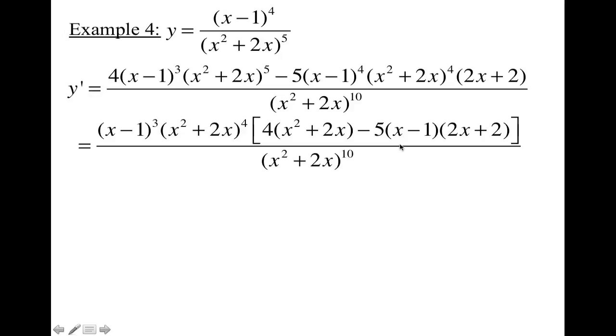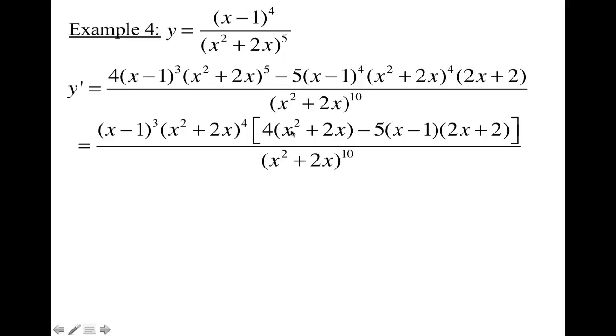Now I'm going to simplify. So in order to simplify, you should notice that we have an (x minus 1) cubed in each term, and an (x squared plus 2x) to the fourth in each term. So I factored those out. So I'm left with 4 times (x squared plus 2x) minus 5 times (x minus 1) times (2x plus 2), all over the denominator squared.